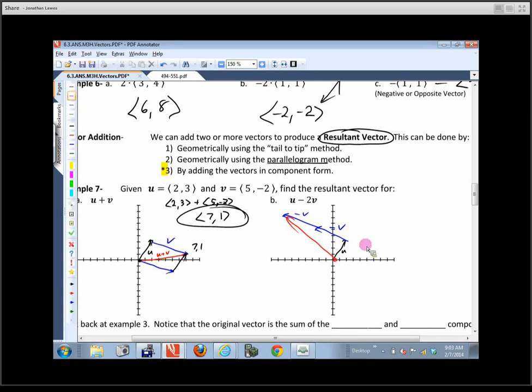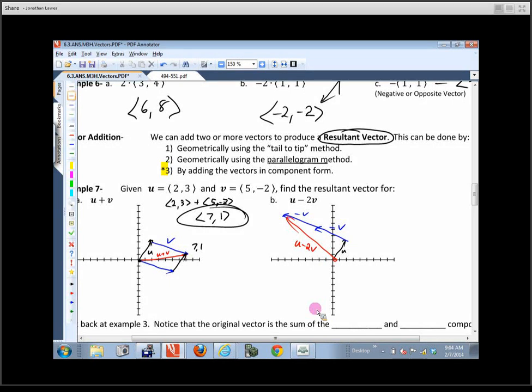Okay, so let's just double check and make sure that we got this one right. So we started with u, so there's u right there, and again u was 2 comma 3, so over 2 and up 3, horizontal component of 2, vertical component of 3. And then we're going to subtract 2 v's. So that means I do a minus 5 plus 2, so back 5 and up 2, another one, back 5 and up 2, and then the resultant right here, so I'll draw this one, this is u minus 2v. And we want to figure out what that vector is.